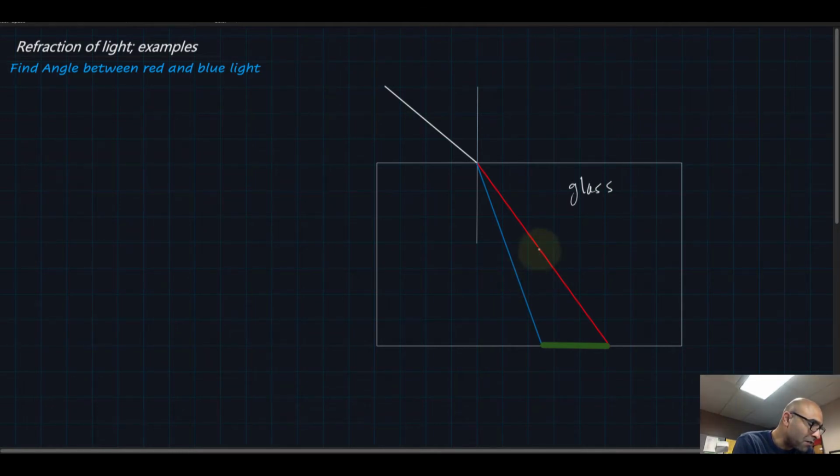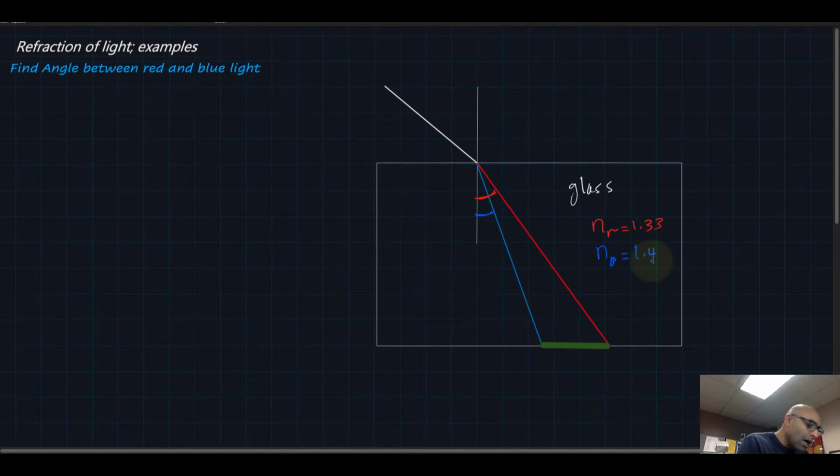As you can see, the red refracts a little bit less than the blue, and that's normal because the red has a lower frequency and travels at a higher velocity in the glass than the blue, because the blue slows down more for its high frequency. So this is the angle of refraction for the red, and this is the angle of refraction for the blue. The red refractive index for this glass is 1.33, and the blue refractive index is equal to 1.4.